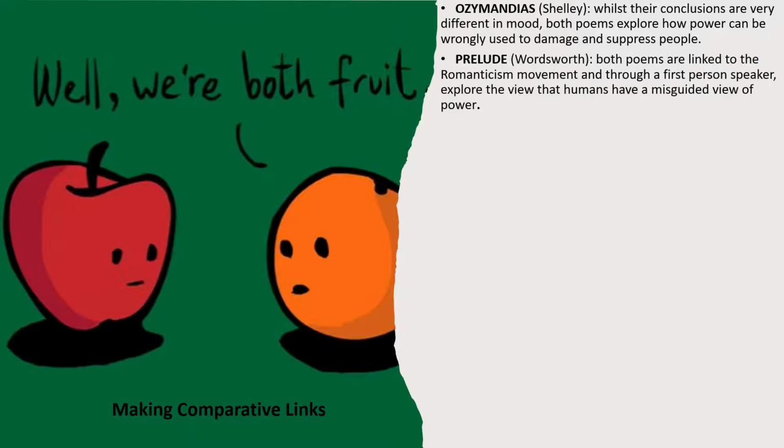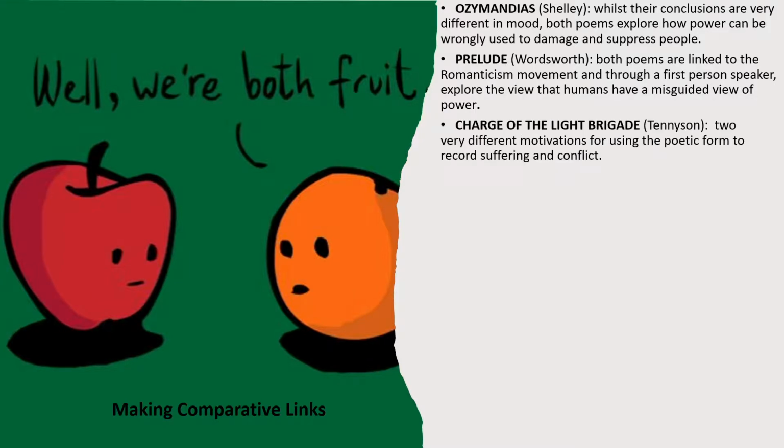And similarly, Wordsworth, in the Prelude, we've got both poems linked to that Romanticism movement, so it's not surprising that there are similar ideas. We can think about they both use a first-person speaker, and through that speaker they explore a view that humans have a misguided view of power and what they should be able to do with that power and where they fit in society and what they should be using their time for.